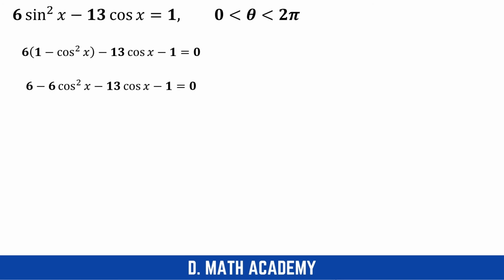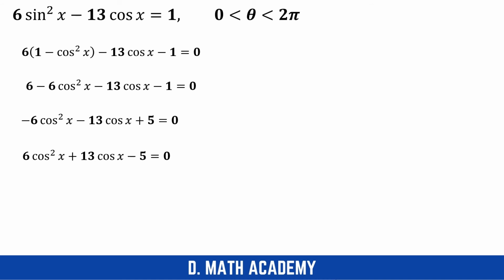You should get negative 6 cosine square x minus 13 cosine x plus 5 equals to 0. However, because of my own personal preference, I don't like my equation to be negative. So I actually run some adjustment, multiply everything by negative. Then I gotten 6 cosine square x plus cosine x minus 5. It's just a personal preference here. If you understand the negative concept, you can just proceed with it.